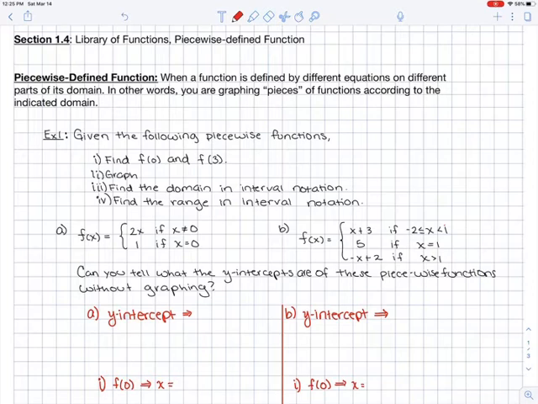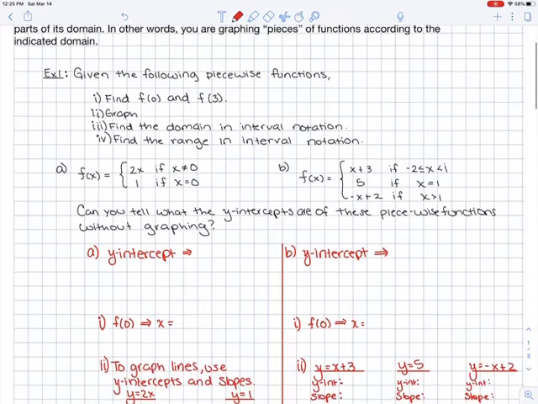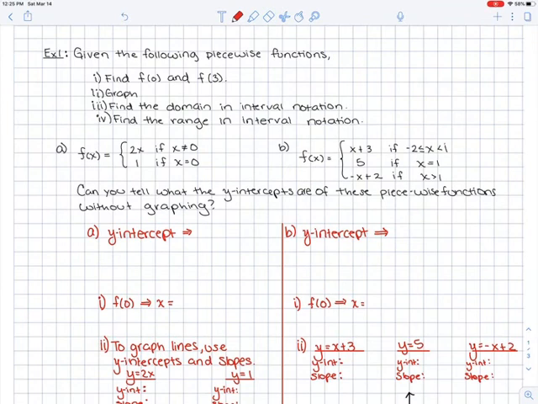Let's begin. Section 1.4, Piecewise functions. These functions are pieces of functions you've already graphed. As you can see in the first example, we are graphing linear functions, but only pieces of them. Let's take a look at part A. Can you tell what the y-intercepts of these graphs are without having to graph?